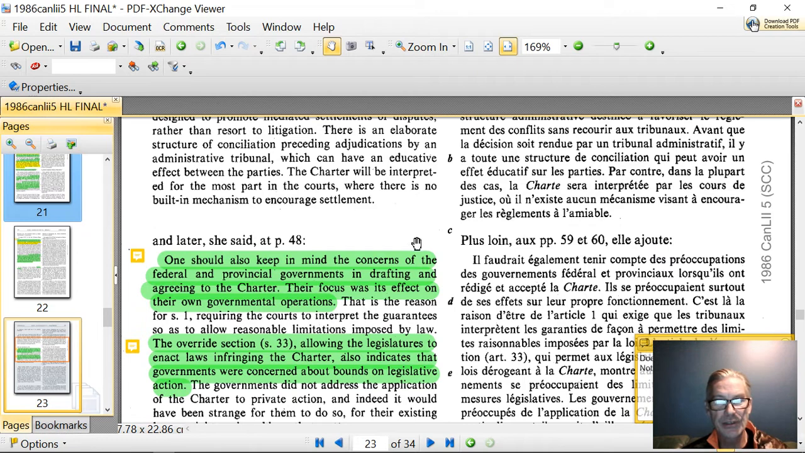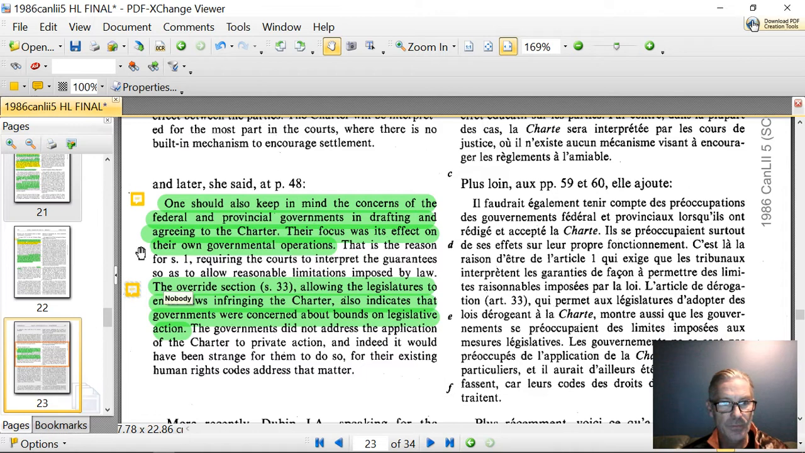And Professor Swinton states, One should also keep in mind the concerns of the federal and provincial governments in drafting and agreeing to the charter. Their focus was its effect on their own government operations. Let me say that again. One should also keep in mind the concerns of the federal and provincial governments in drafting and agreeing to the charter. Their focus was its effect on their own governmental operations.